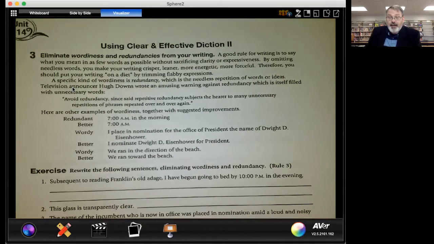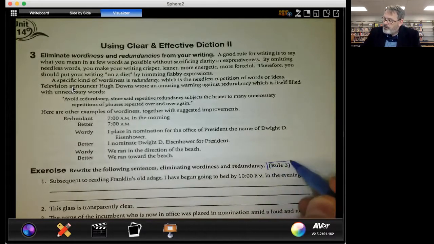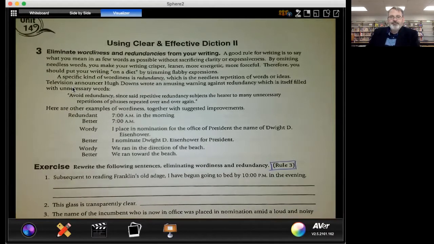To prove that you've watched this video, I would like for you guys to everybody draw a box around rule 3. And that makes me know that you were paying attention to the video.